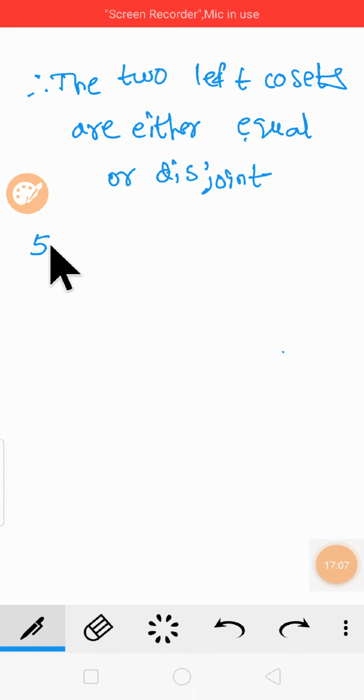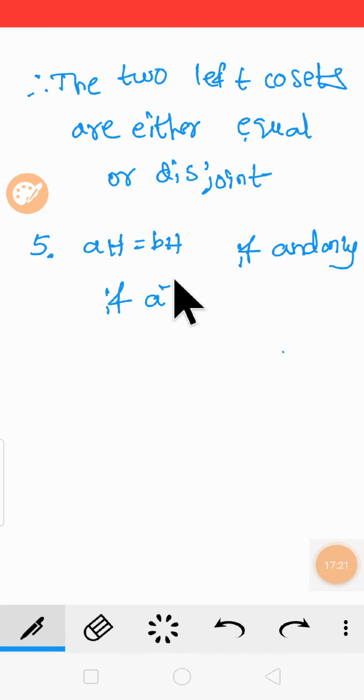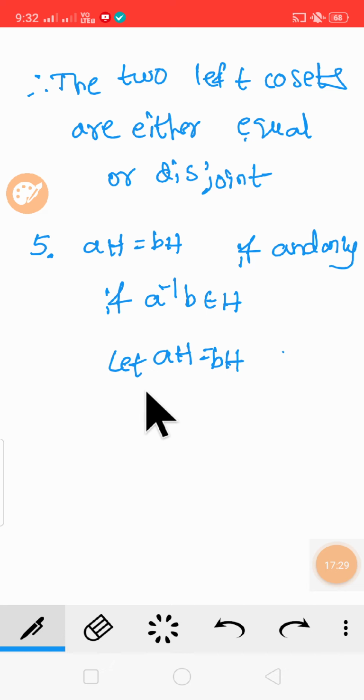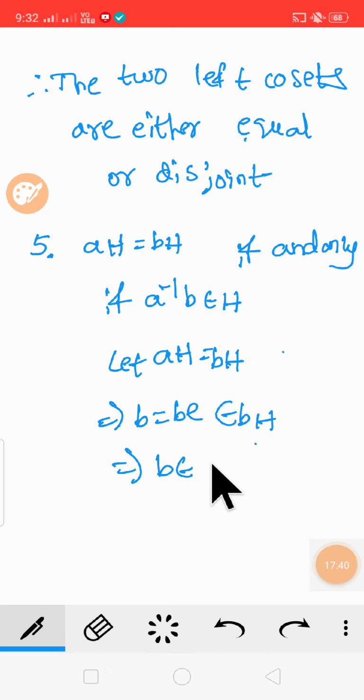Next property: aH equals bH if and only if a inverse b belongs to H. Let aH equal bH. Then b equals b e, from identity, so be belongs to bH. Therefore b belongs to bH. Here we have aH equals bH, so b belongs to aH.